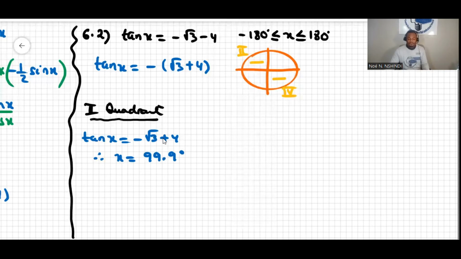Now, on the fourth quadrant, I'm gonna write here fourth quadrant.